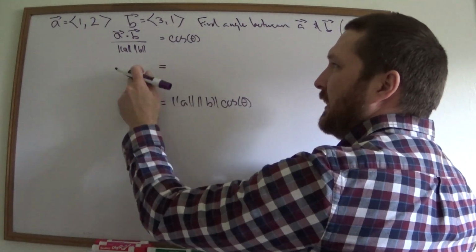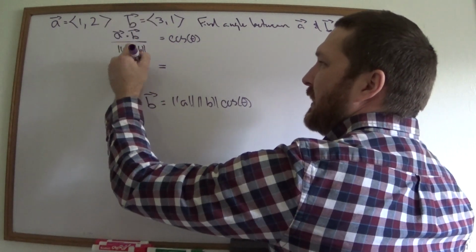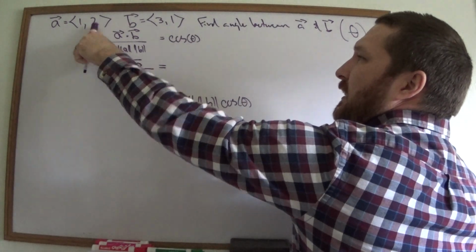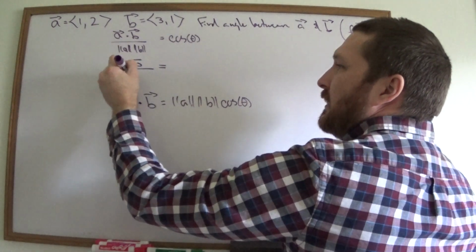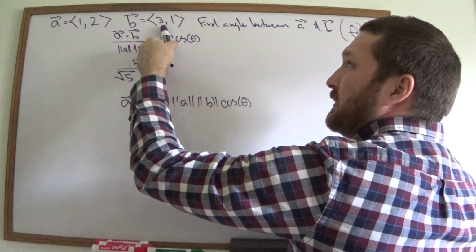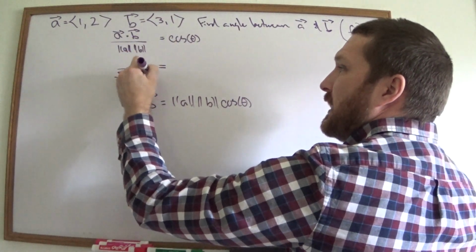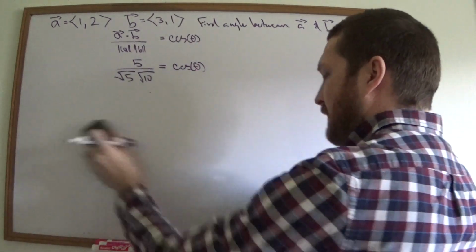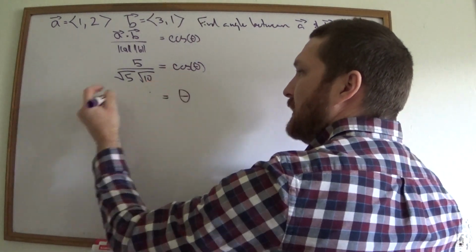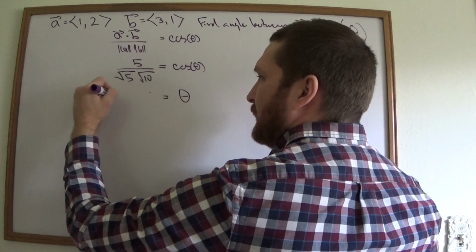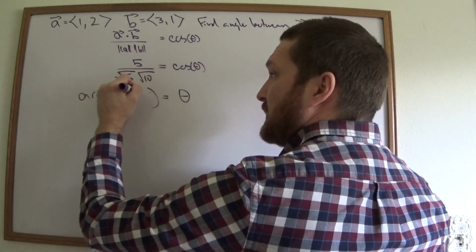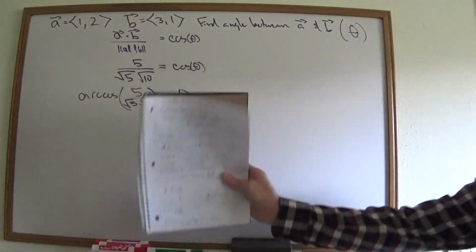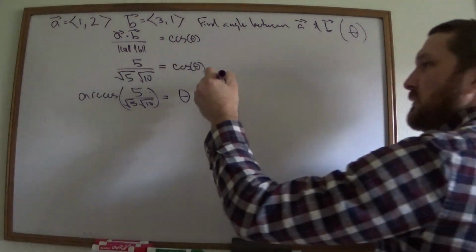You could say, well, A dot B we already found was 5, right? What's the magnitude of A? Root 5. What's the magnitude of B? Root 10. If that's equal to cosine theta, then theta is equal to arc cos of this. And on the quiz, you will not use calculators. This will be what I'm looking for, exactly. So boom, that's it.